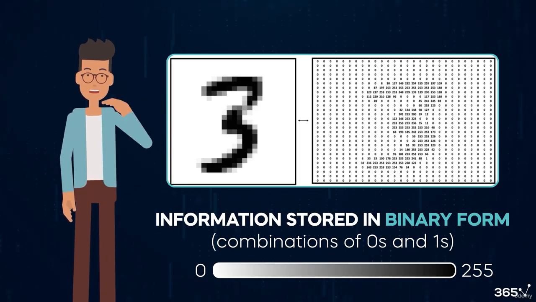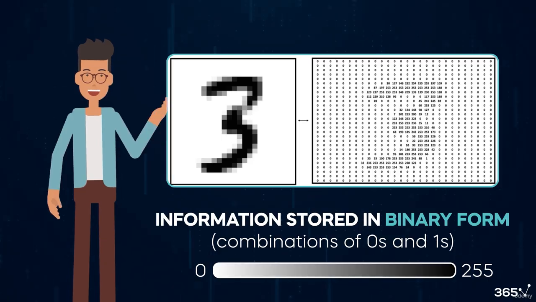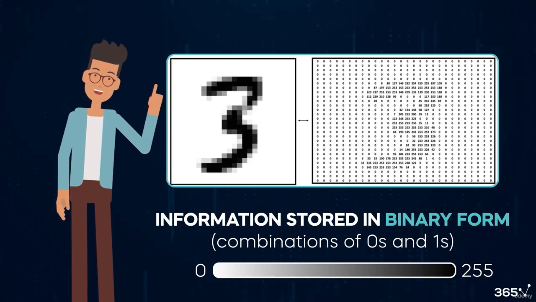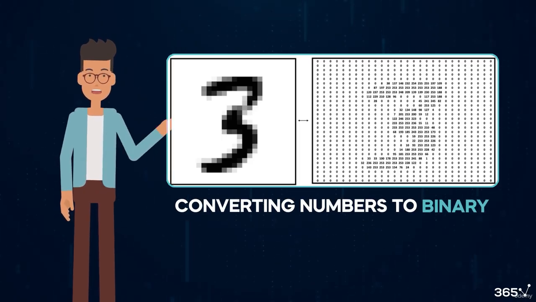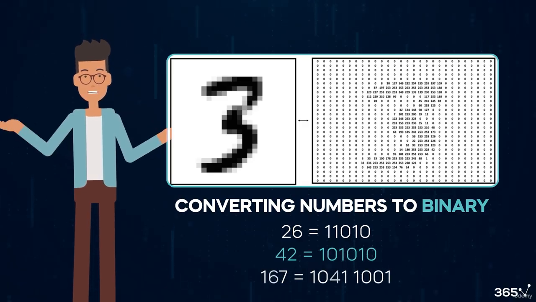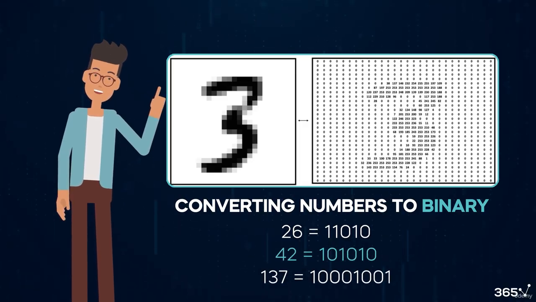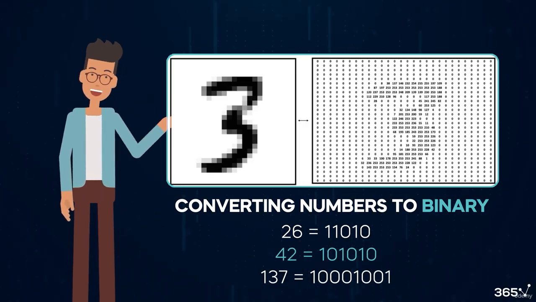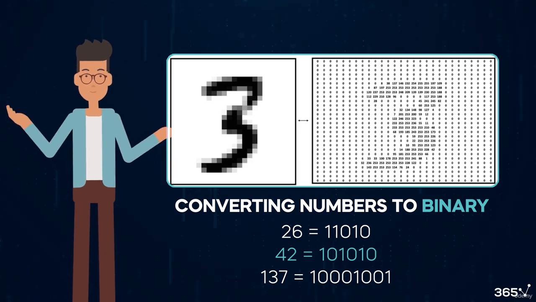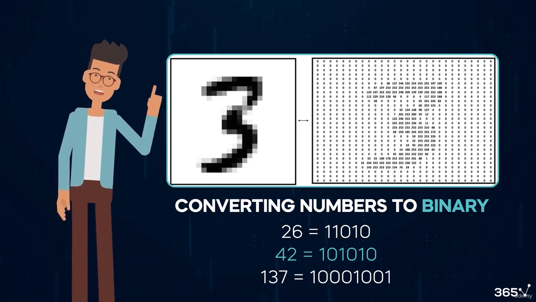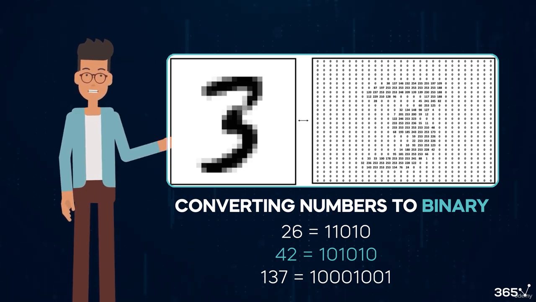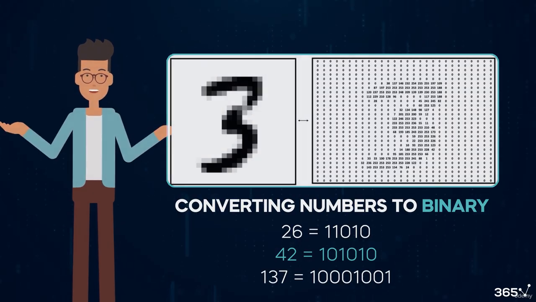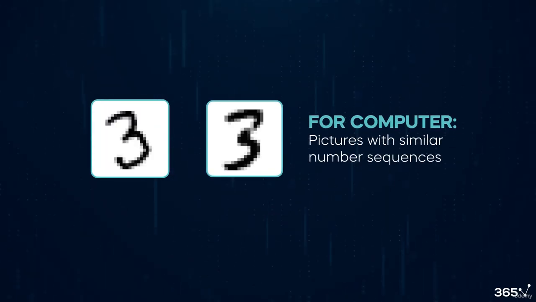In computers, all information, including these pixel values, is stored in binary form, using combinations of zeros and ones. When we consider the pixel values in MNIST, or any digital image, these numbers are converted into a binary format, so computers can store and process them. So we see different pictures of the number 3, but they are pictures with similar number sequences for the computer.